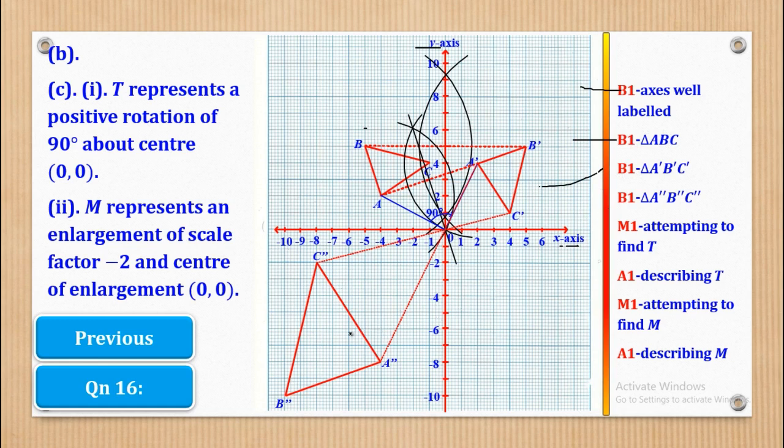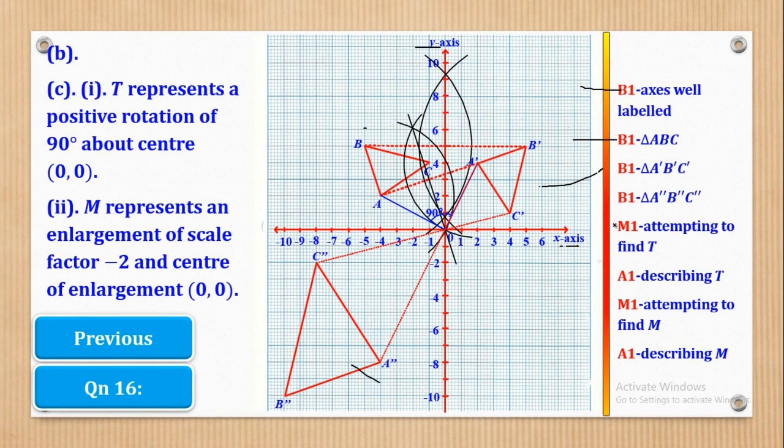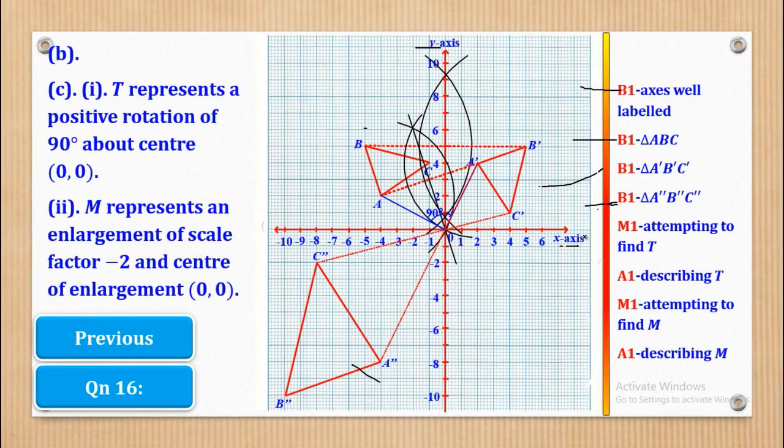Then the other mark is to plot this triangle A double prime, B double prime, C double prime. Now the next is M1. This M1 is attempting to find T.